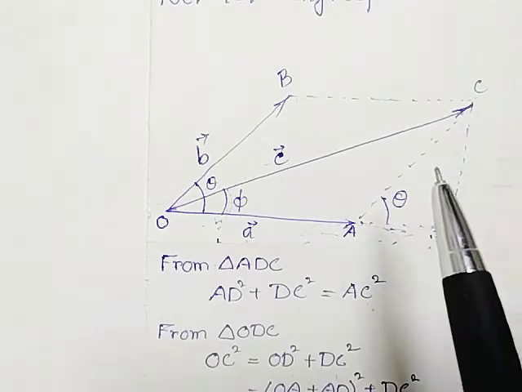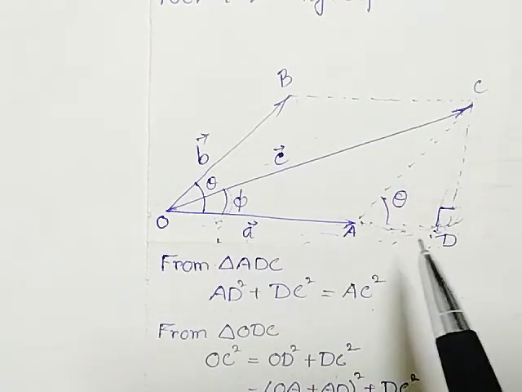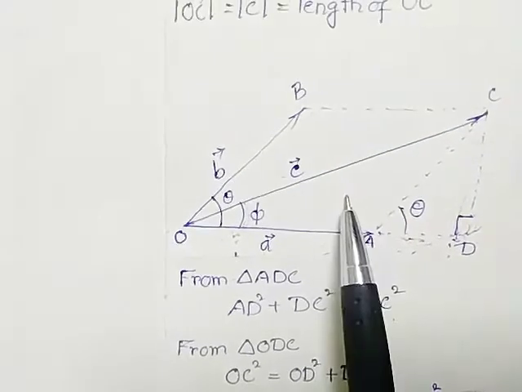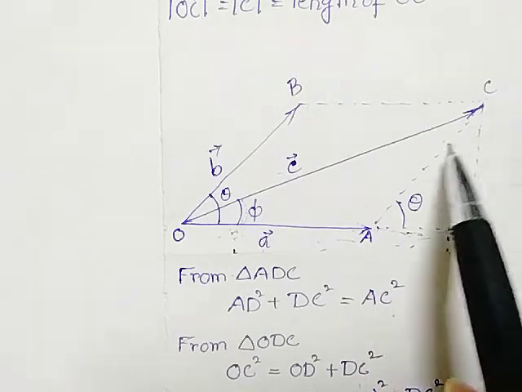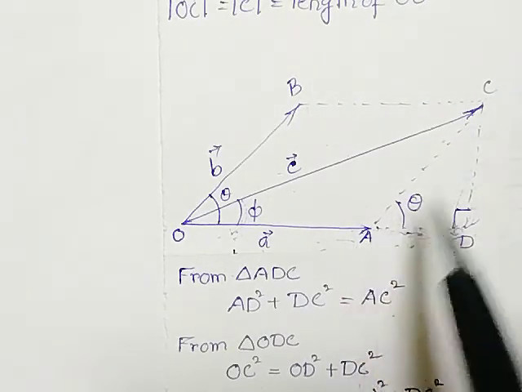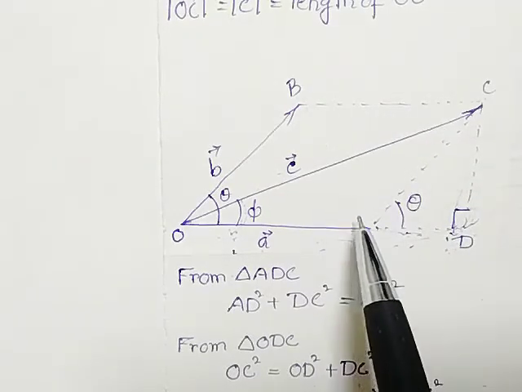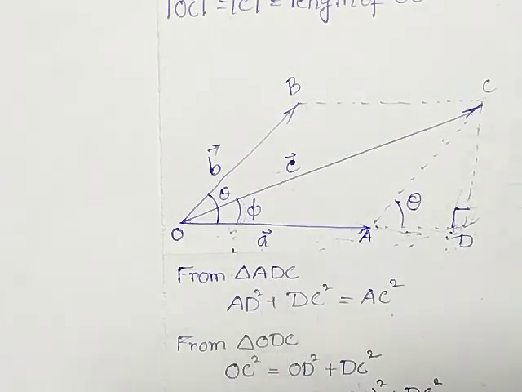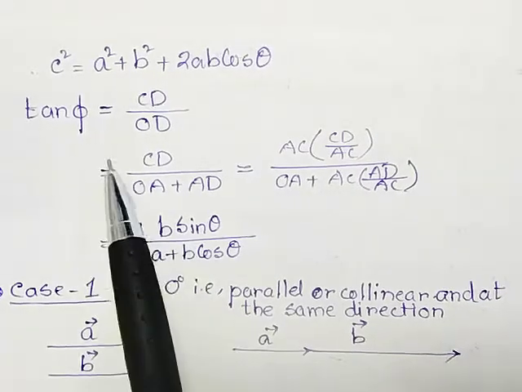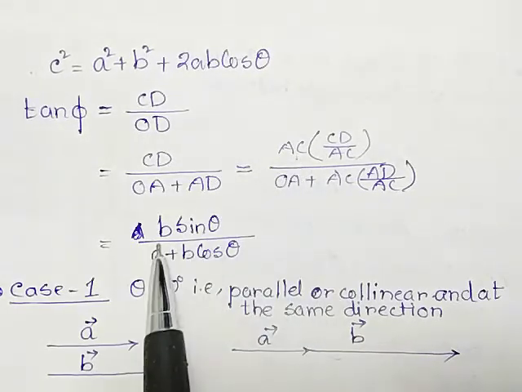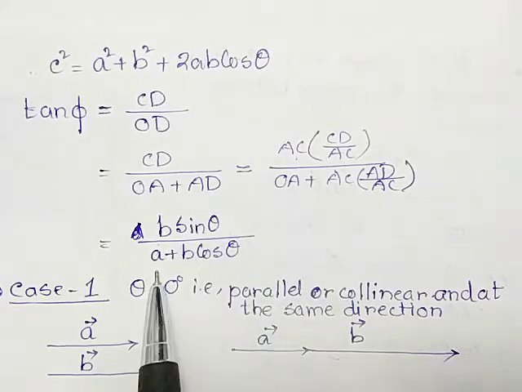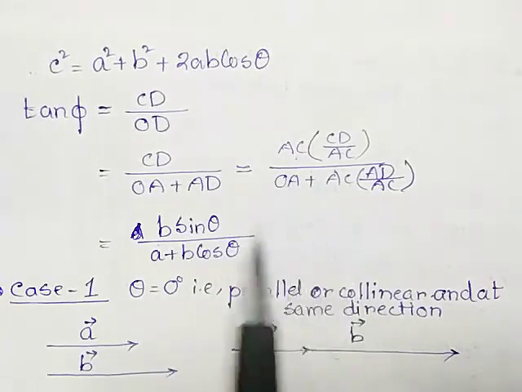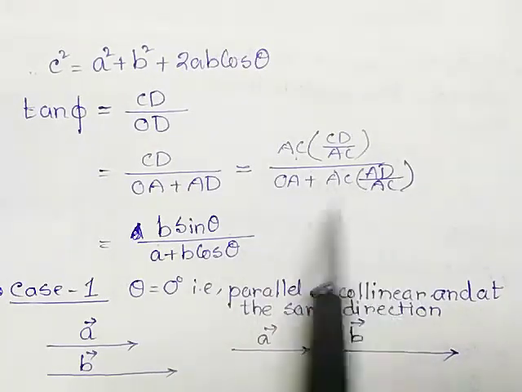If you look at this small right angle triangle ADC, AD is the base, CD is the perpendicular, and AC is the hypotenuse. So AD divided by AC represents cos theta. CD divided by AC represents sin theta. So if I replace in the equation of tan phi, what will it become? Just see what we get. Tan phi equals, AC is replaced by B, CD by AC replaced by sin theta, OA replaced by A, AC replaced by B, and AD by AC replaced by cos theta.